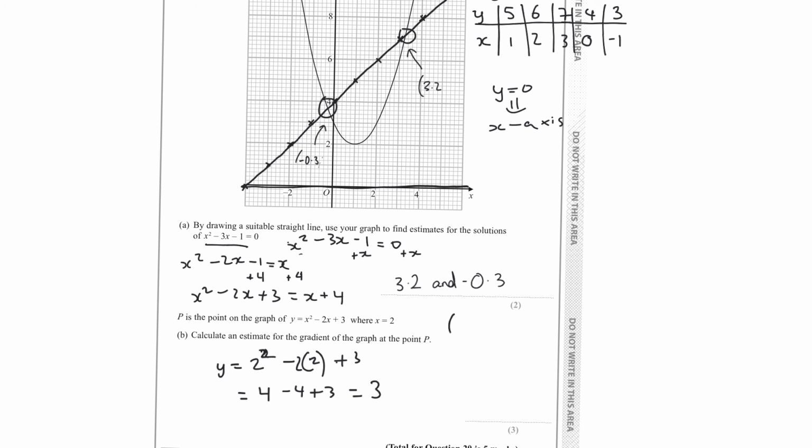So x is 2, y is equal to 3. So that's equal to point P. So point P, put it in a different color, would be here. And now to work out the gradient, we know how to work out gradients of straight lines. So imagine if a straight line is crossing there, we want to now pick a point on that graph, which is on this rough sketch of the straight line that we've drawn. So nicest point that I can think of is this one here.